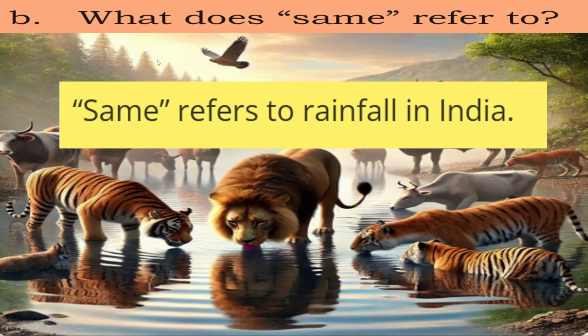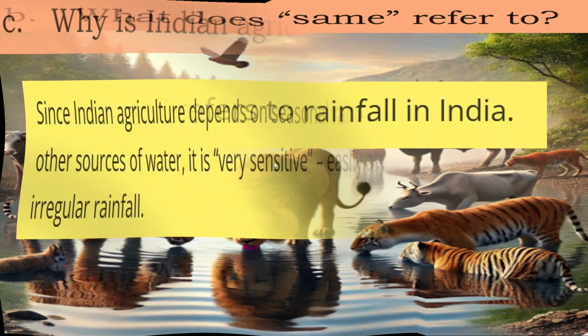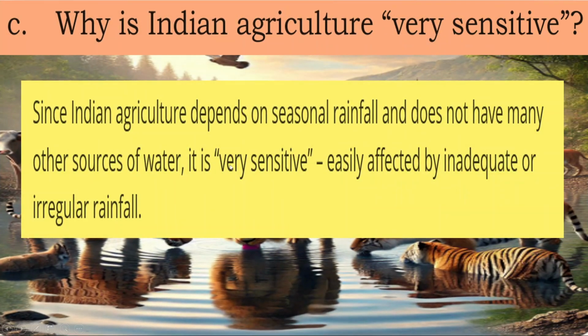B. What does same refer to? Same refers to rainfall in India. C. Why is Indian agriculture very sensitive? Since Indian agriculture depends on seasonal rainfall and does not have many other sources of water, it is very sensitive, easily affected by inadequate and irregular rainfall.